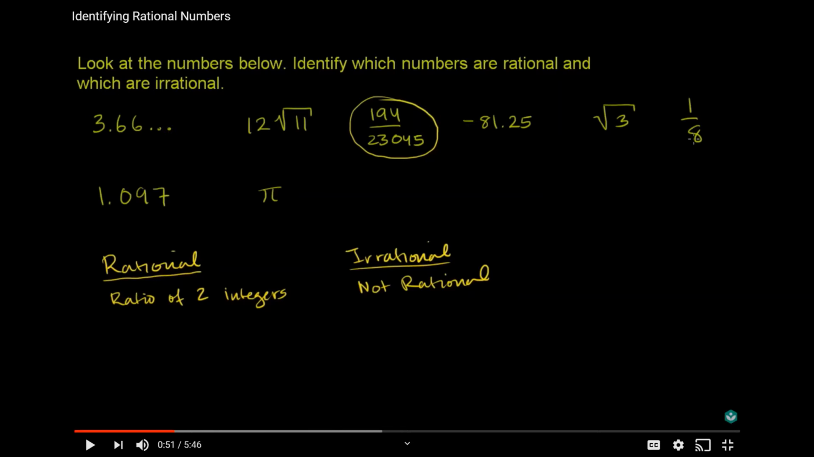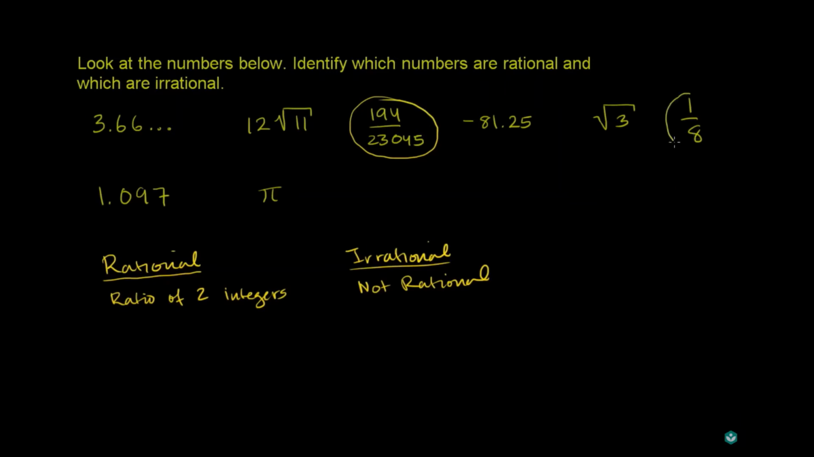So what he has circled, that is rational, because like he says, 194, that's a whole number. 23,045, that's a whole number, and it is in fraction form. There are two integers, so they of course are rational numbers. Clearly the ratio of two integers, so this right over here is rational as well. The other ones are a little bit less clear.